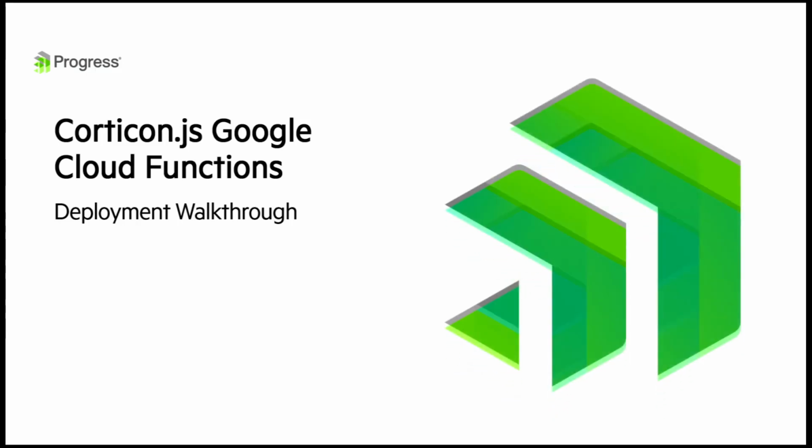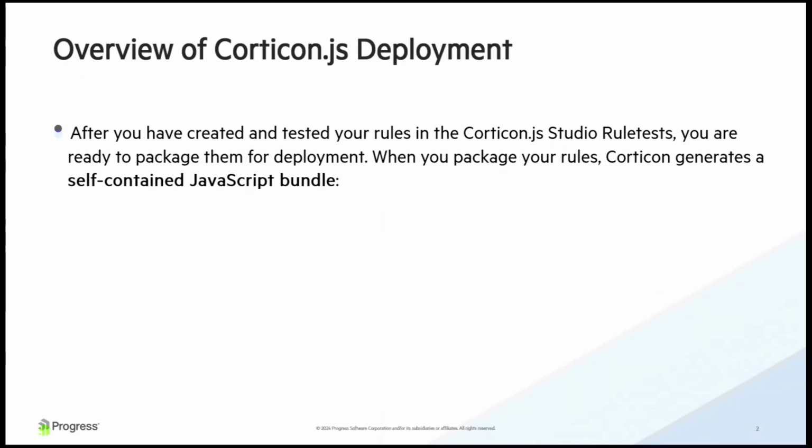Welcome to this video where we're going to be covering how to generate a Google Cloud platform function, that is a GCP function, from a Corticon.js set of business rules generated into a decision service directly from Corticon.js Studio. Let's jump in.